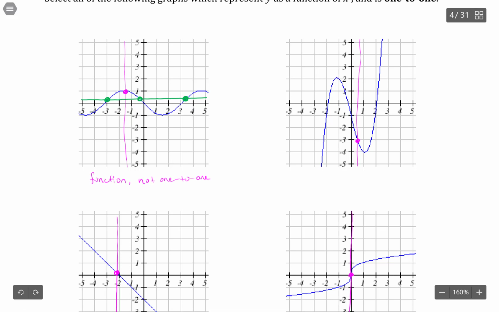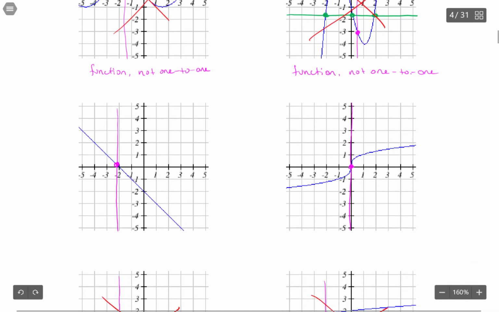Next, we have a graph where, again, if I draw a horizontal line here, for instance, I'm touching the graph at multiple points. So this also is a function. We decided that already, but it's not one-to-one. So in terms of our answers, we're throwing these out because they're not one-to-one functions. Okay, that brings us down to these last two.